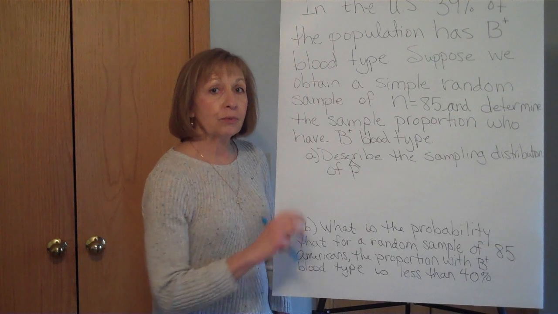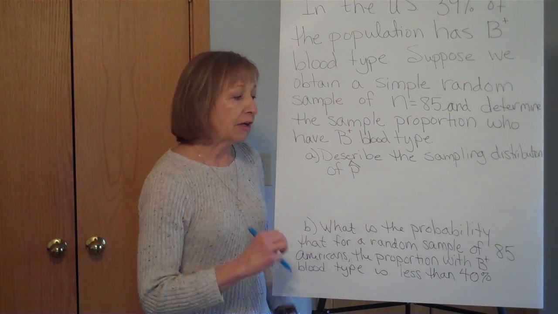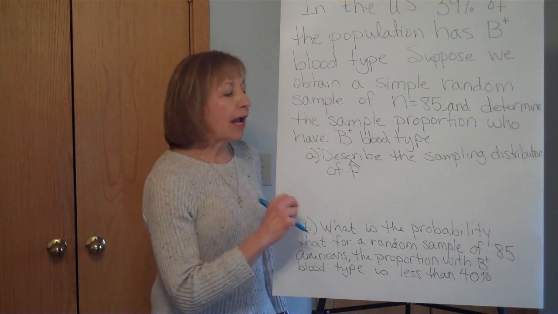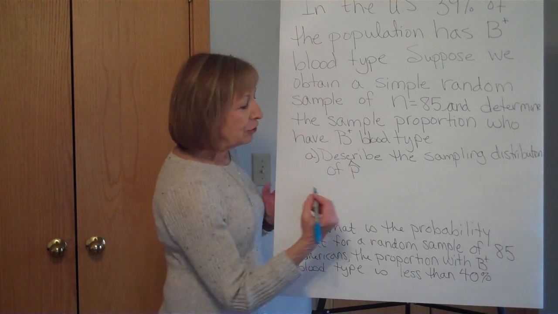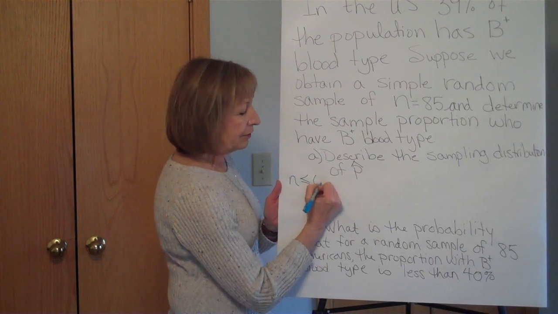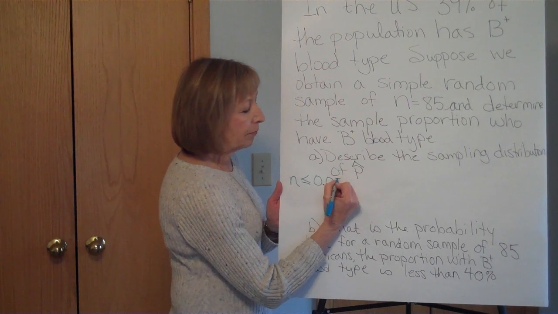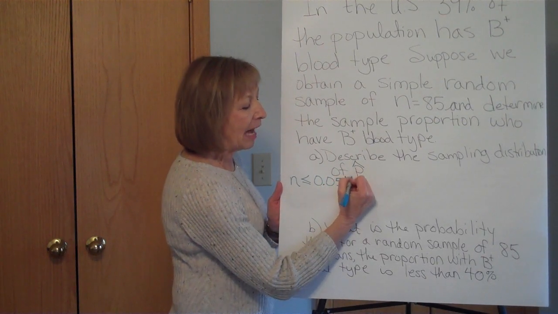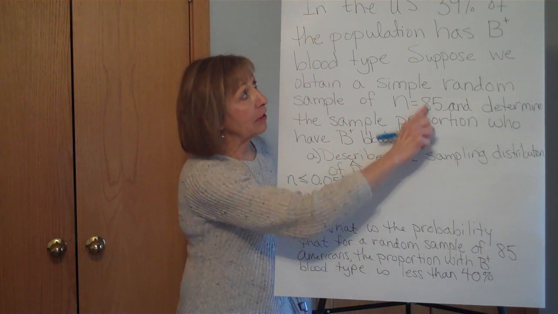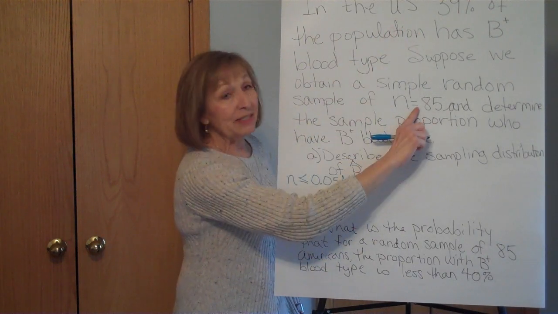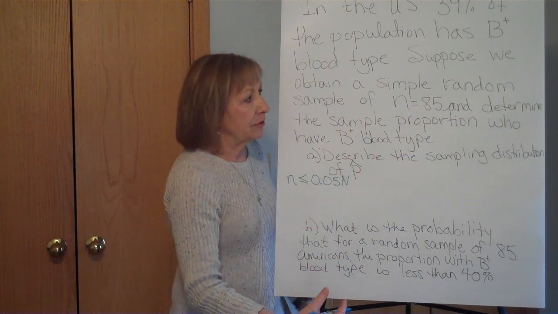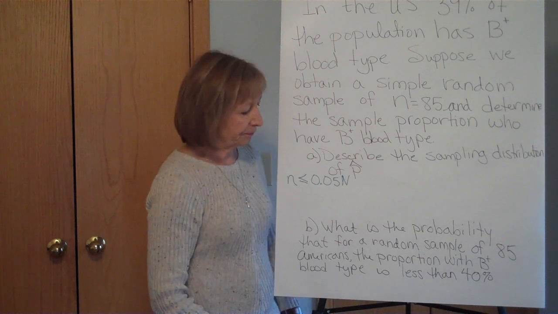Now the conditions with looking at the sample proportion, first of all, we need to talk about our trials as being independent. And we can do that as long as our sample size n is less than or equal to 5% or 0.05 of the population. Now we're only taking 85, simply random sampled from the U.S. population. So definitely what we're sampling is less than 5% of the number of people in the population of the United States. So we're good there.